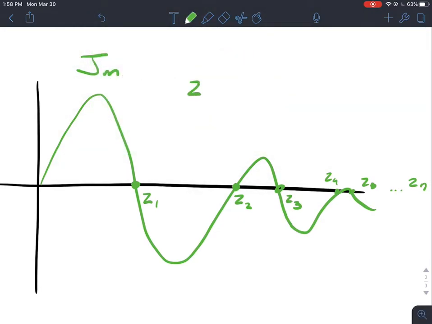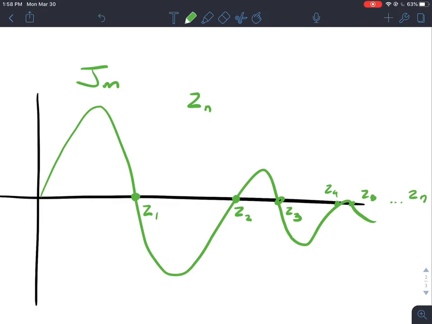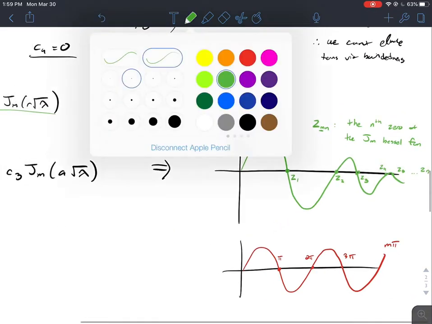So we call z, we're going to call zn, the nth zero of the Jm Bessel function. We should probably put an m here, because the zeros of the Bessel function are dependent on whichever Jm you use. So each Bessel function has a different set of zeros. What I'm saying is that for example, for the first Bessel function, z1 of n, that would mean the zeros of the first Bessel function, or the J1 Bessel function.